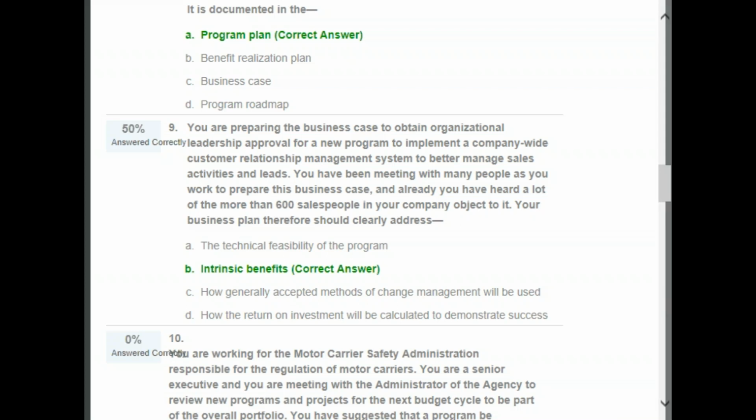The scenario is an example of an internal program. The business case contains a number of items, one of which is intrinsic and extrinsic benefits. As an internal program, intrinsic benefits should be part of the business case.